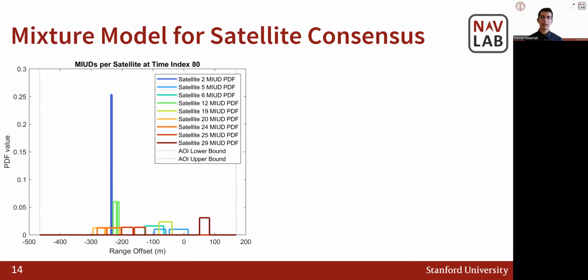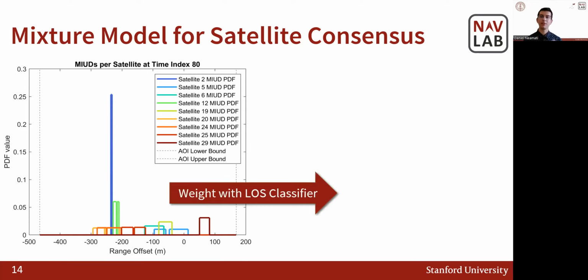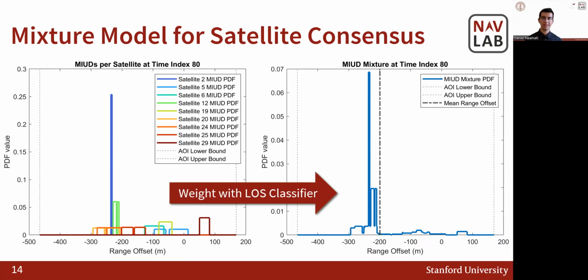Now, the key insight here is that we care about where the satellites are in consensus. So this means where do they most agree on the range offsets. To do this, we can form a mixture model, which weights all of the satellites together and forms probabilistically where it is more likely. Now, because we're in an urban setting, we can do even better if we add in the probability that the satellite is a line of sight satellite, because if it's a line of sight satellite and it does not have additional multipath or non-line of sight effects, it's a more pristine estimate of our range offset. So if we have access to a line of sight classifier, we can further weight the satellites when we form this mixture model to provide this mixture model distribution on the right-hand side.